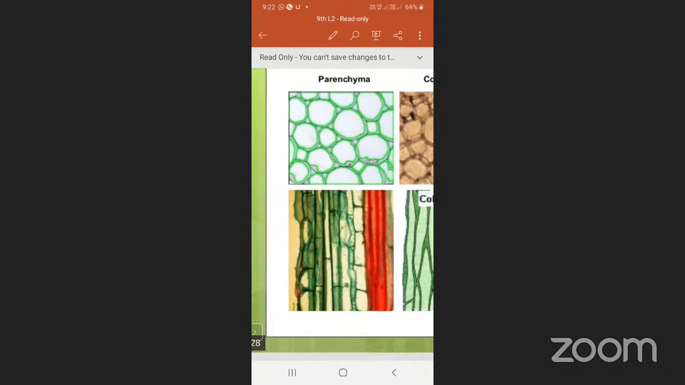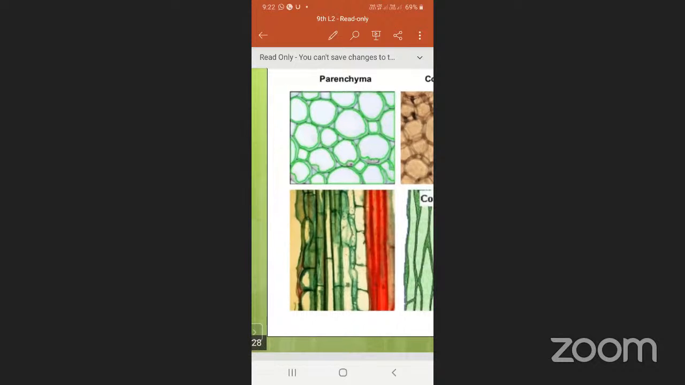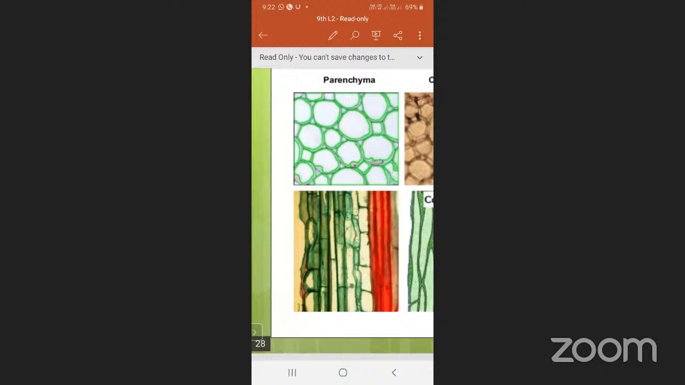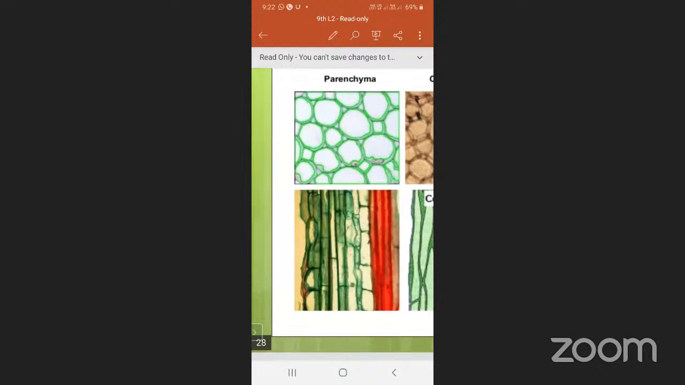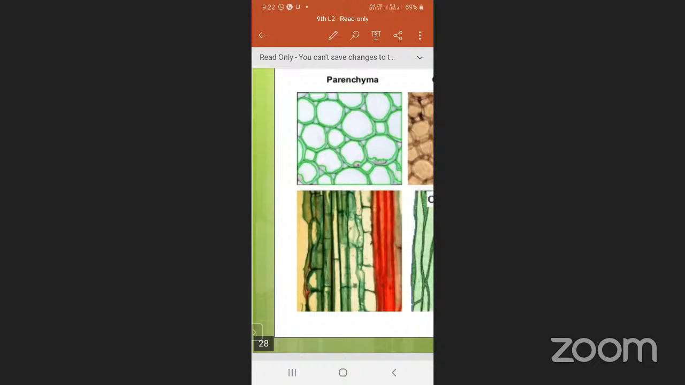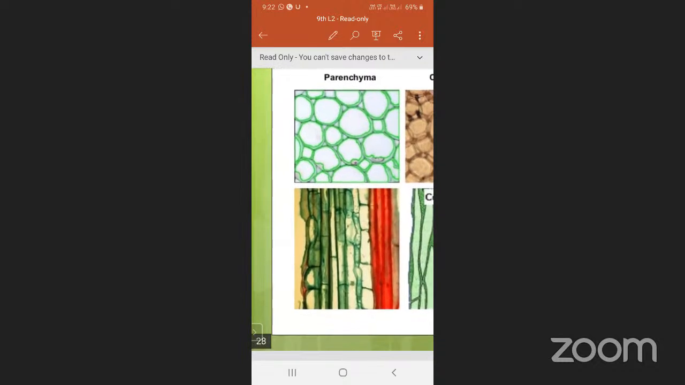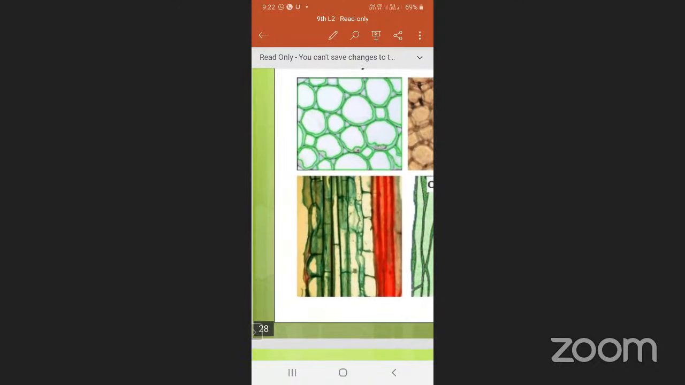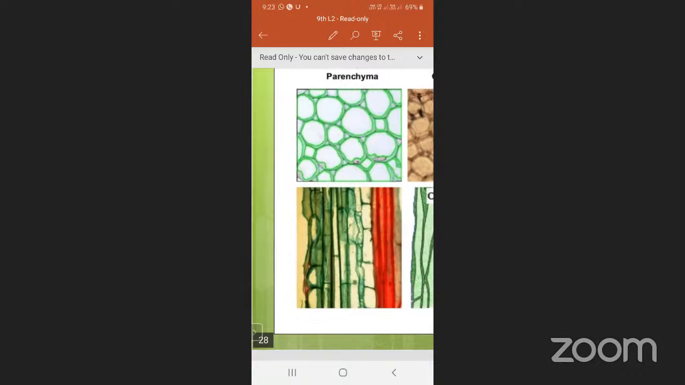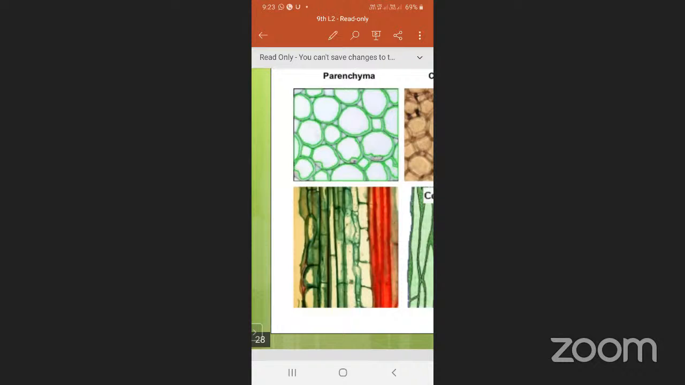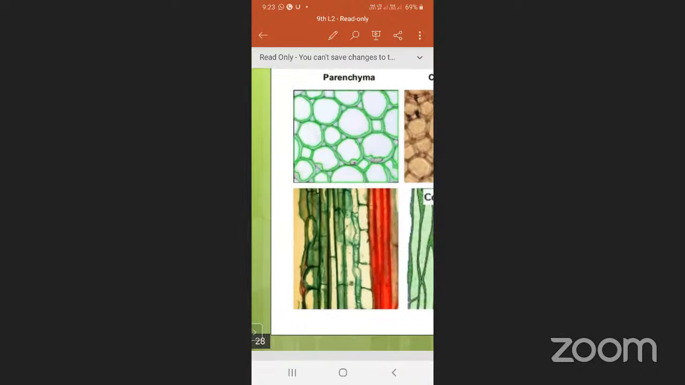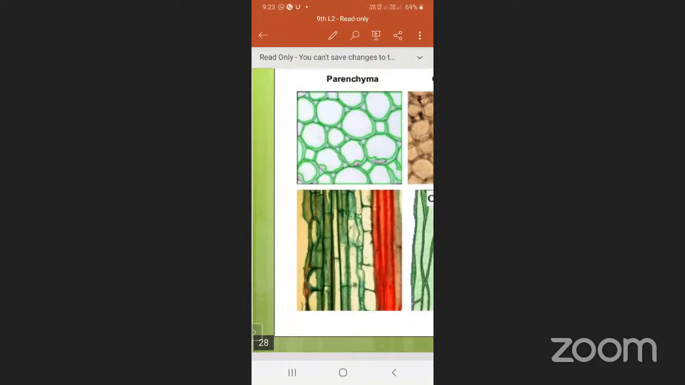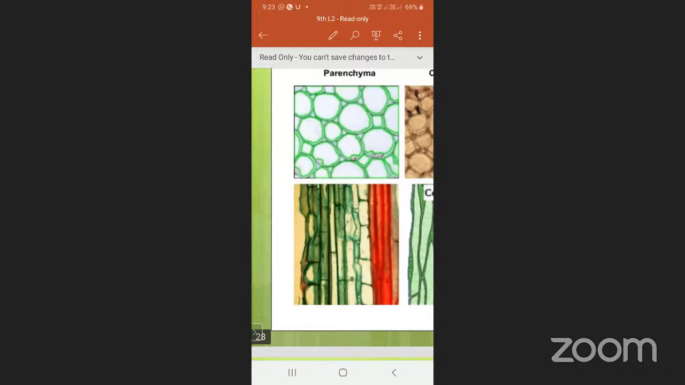The parenchyma which contains large air cavities or spaces is called aerenchyma. Which contains chloroplast is chlorenchyma, and which contains air cavities is aerenchyma. And the parenchyma which stores water, food or waste products is called storage tissue.